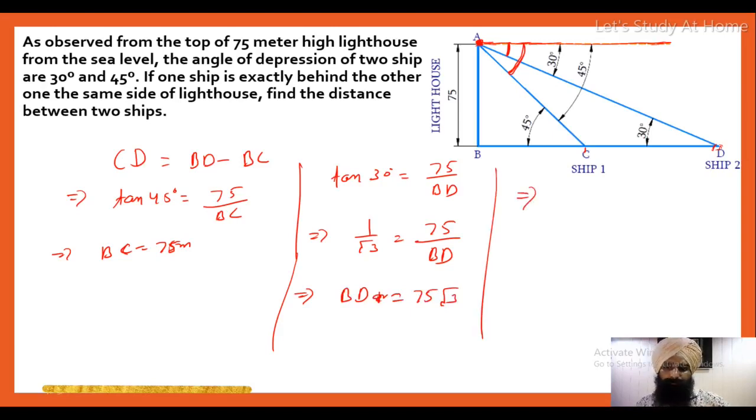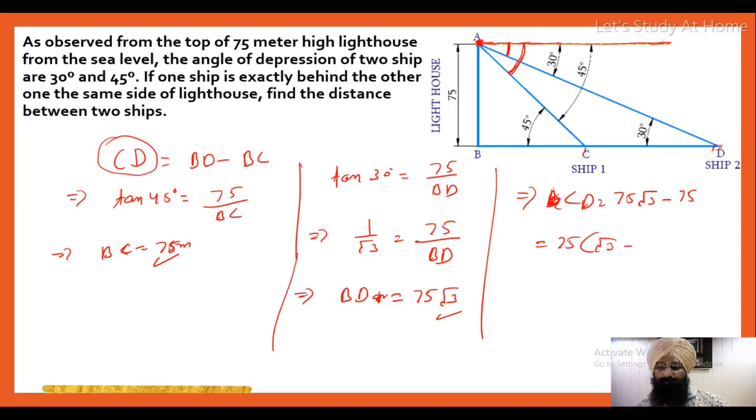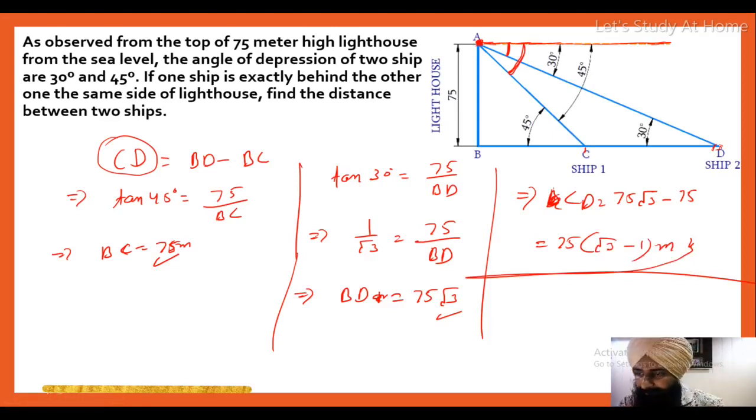So this implies CD, we want to find CD. CD is BD minus BC. BC is 75 meters, BD is this. So CD is equal to 75√3 minus 75. This is equal to 75 times (√3 minus 1) meters. That is the answer. This is all we have to do. Okay students, am I clear? Well done.